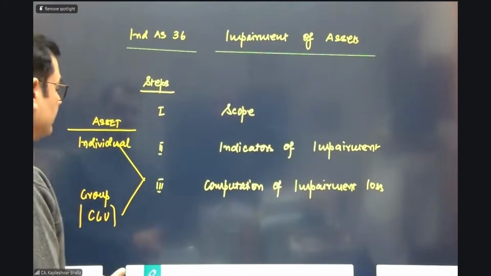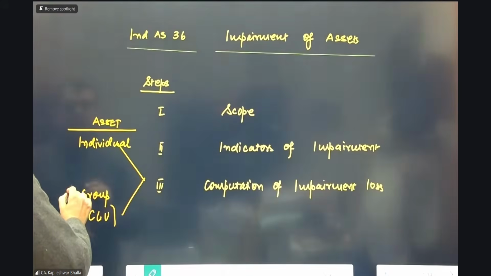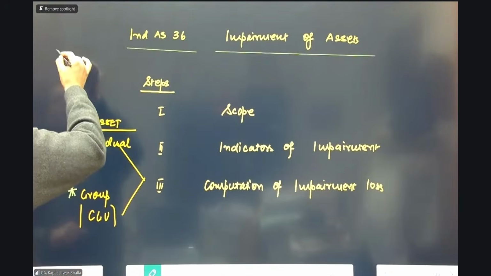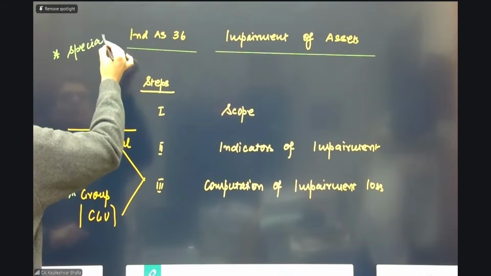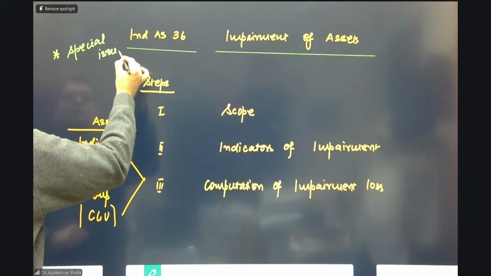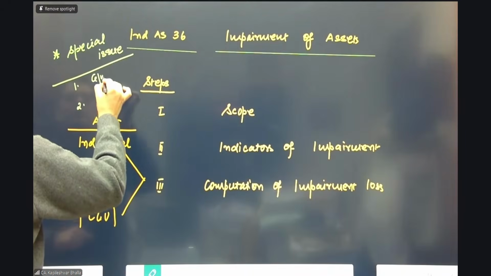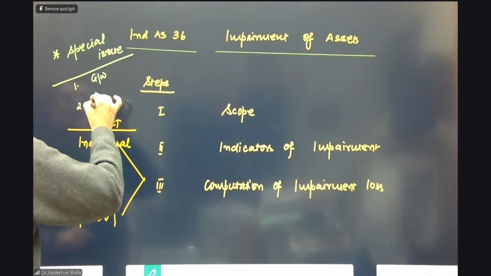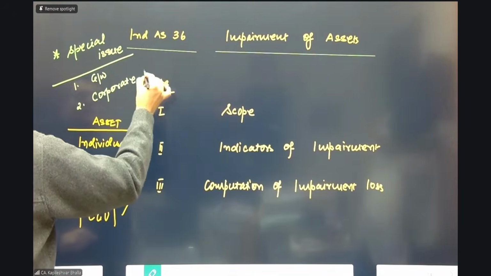So in this particular case, when you're looking at your mind mapping in terms of group of assets, what should come also is the special issue. So you should be able to map your mind that, okay, we need to consider how would you treat the goodwill in terms of impairment? How would you deal with the corporate assets in terms of impairment?